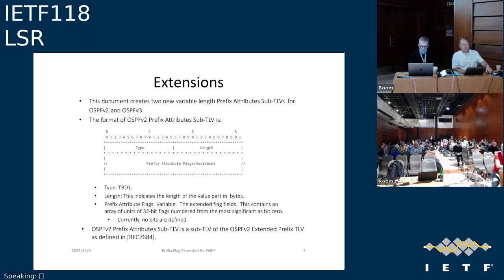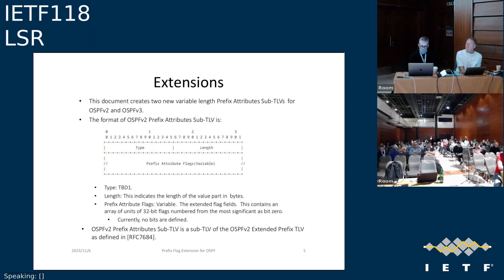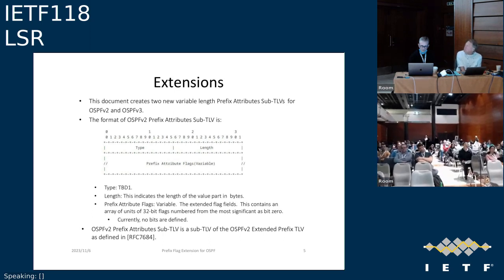This document creates two new variable-length prefix attribute sub-TLVs for OSPFv2 and OSPFv3. This is the format of the OSPFv2 prefix attribute sub-TLV. The type is to be defined, and the length indicates the length of the value part in bytes. The prefix attribute contains an array of units of 32-bit flags, numbered from the most significant as bit 0.